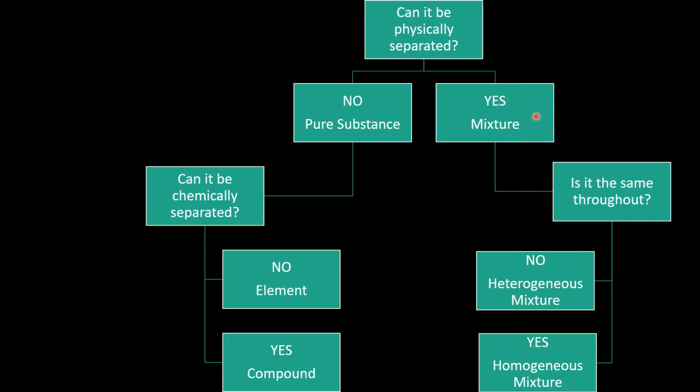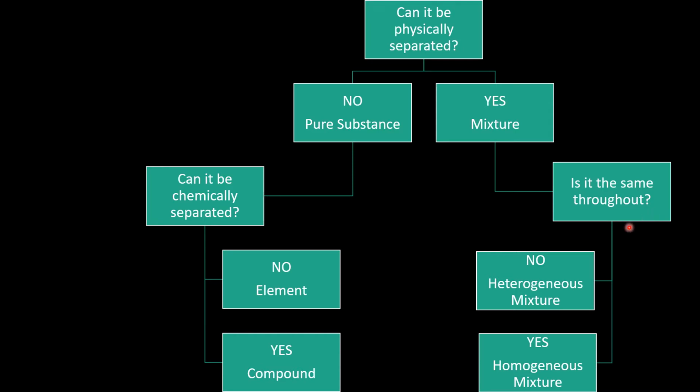Mixtures are types of matter that have the ability to be physically separated. So they can be separated without having a chemical change occur. They can be separated by things like filtration or differences in melting and boiling point, differences in appearance, those sorts of things. So then the next question we ask ourselves if we have a mixture is, is it the same throughout? If I take a sample from the left, the right, and the center, are they all going to be the same or are they going to be different? If I take a sample from the top and the bottom, are they going to be the same or are they going to be different?